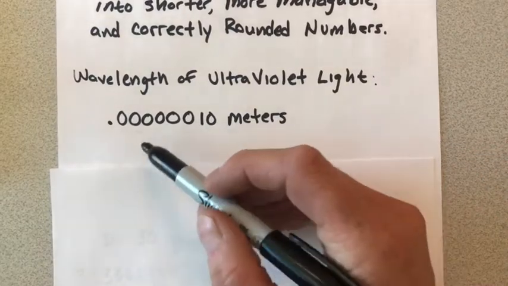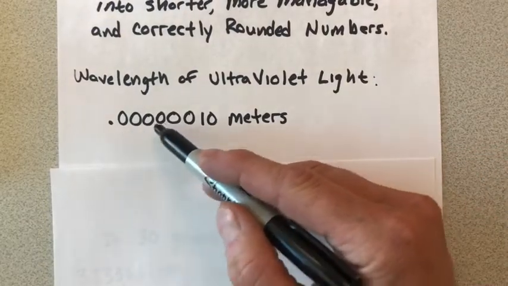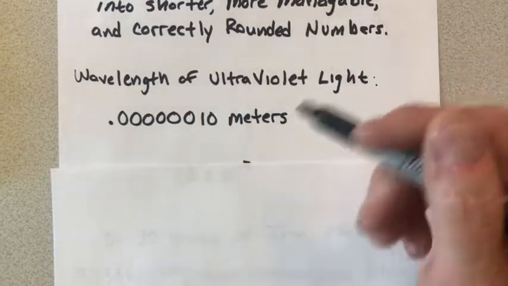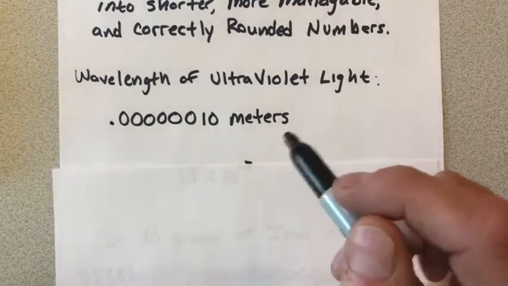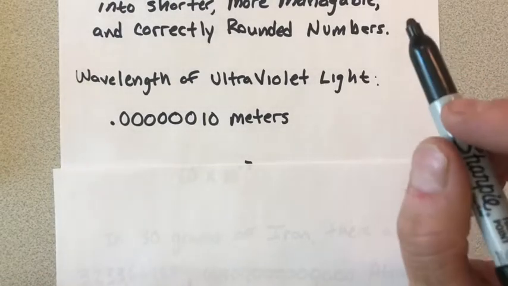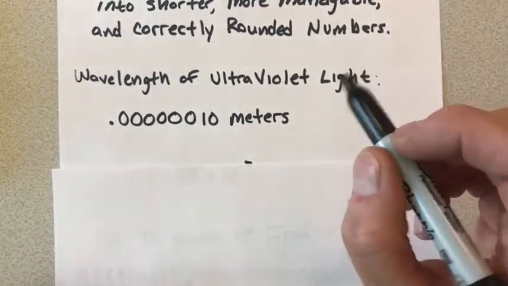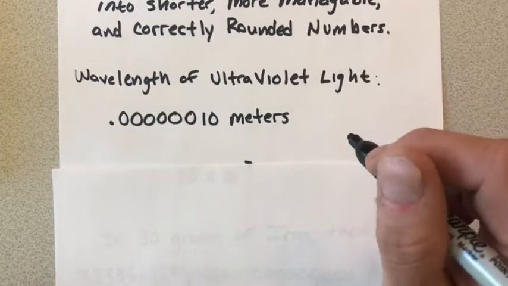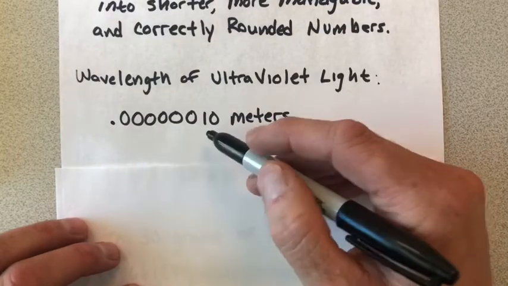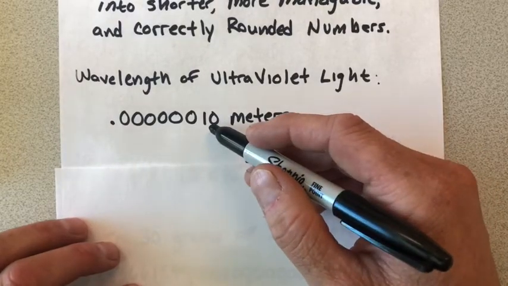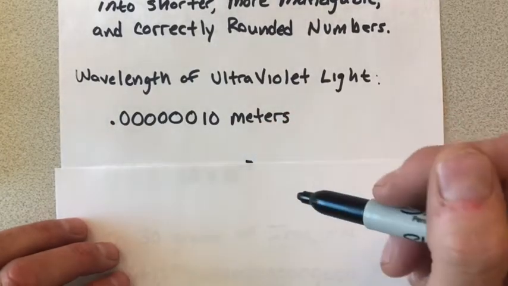And this number is a pain. We have 1, 2, 3, 4, 5, 6 zeros out front of our first real number, and that's not a very manageable number. And so what we want to do is trim that puppy down into what we call standard scientific notation, and that just means that we move the decimal place until it is right next to the first real number.